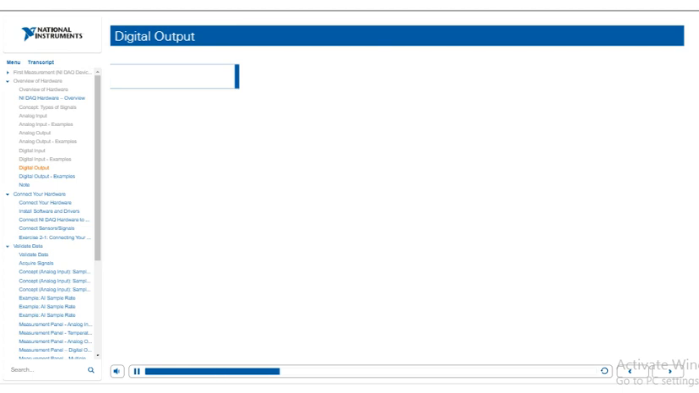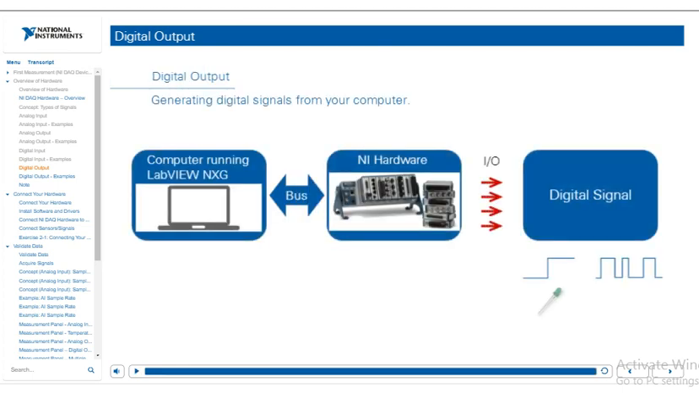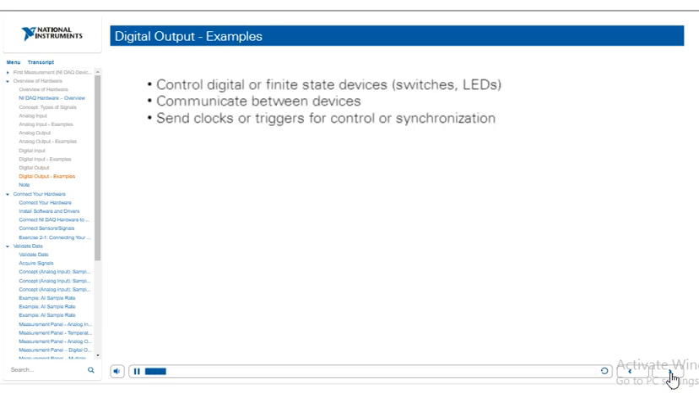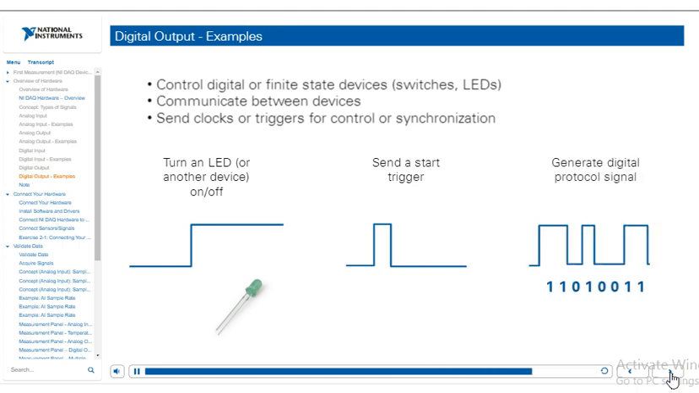Digital output describes generating digital signals from your computer and NI hardware. Let's take a look at some examples of digital output. This digital output example outputs a digital signal to turn on an LED or another device. This digital output example outputs a trigger signal to trigger another device to do something. And this digital output example generates and sends a digital protocol signal.